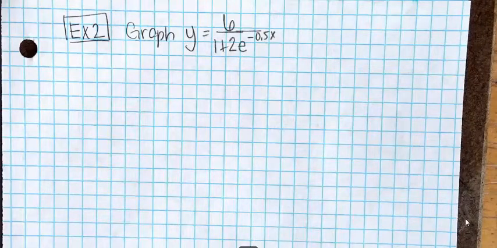Okay, moving on to example 2. This is on page 518 in your textbook. We're just going to graph this. So we're going to use everything that we know about finding the point of inflection, finding our horizontal asymptotes, finding our y-intercept. And that should be enough for us to do this graph.